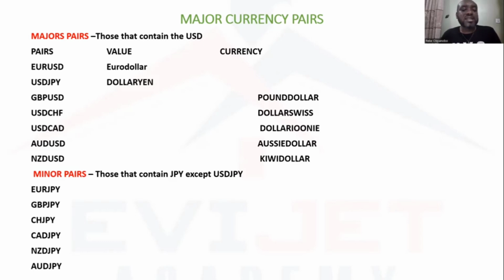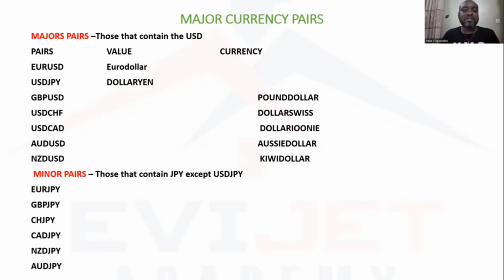Now, the minor pairs are the ones that contain the JPY except the USD JPY. All right? The USD JPY is a major pair, but every other pair that contains the JPY is called a minor pair. Please take note. The USD JPY is a major pair, but every other pair that contains the JPY is called a minor pair, okay?